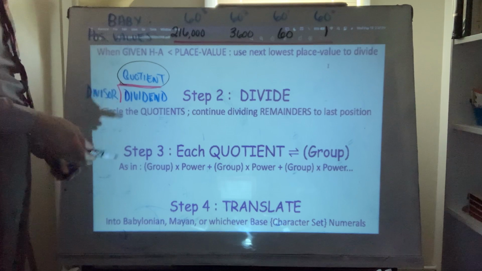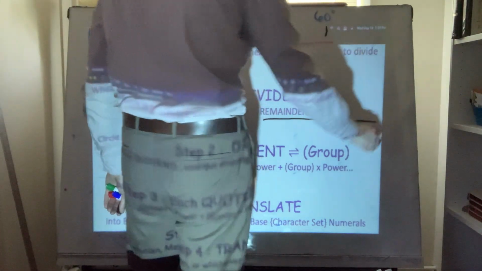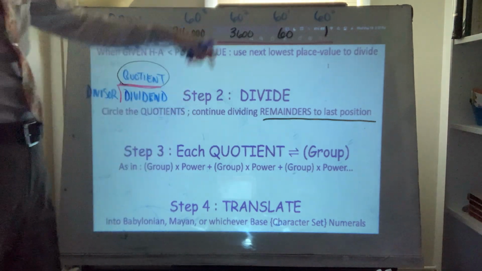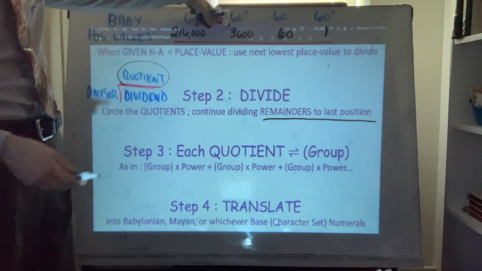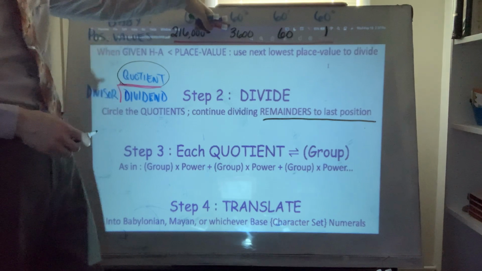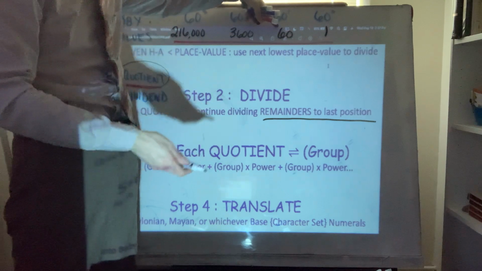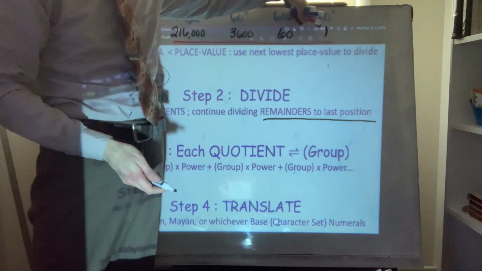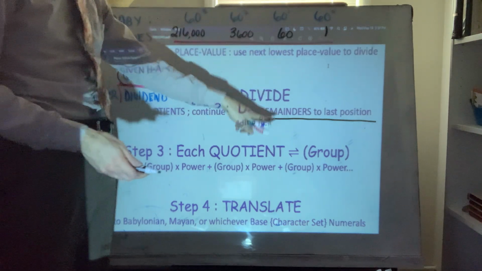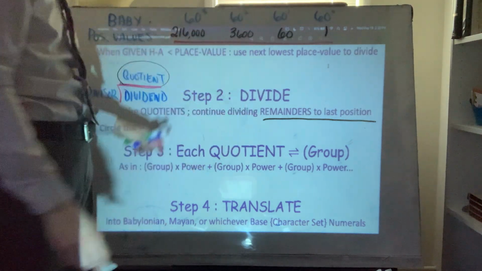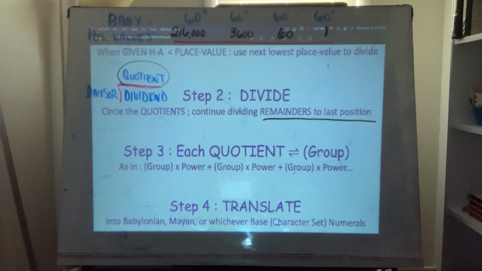You're going to end up with a lot of remainders, though. Continue dividing the remainders to the last position. In other words, if you use the number 3600 in your first division, good, but you'll probably get a remainder. Then you're going to divide by 60, and you're going to get a remainder, and then you're going to divide by 1, and whatever that quotient is, which is usually the same number. You're going to circle the 3 quotients that you get. All right. Now here's what happens.